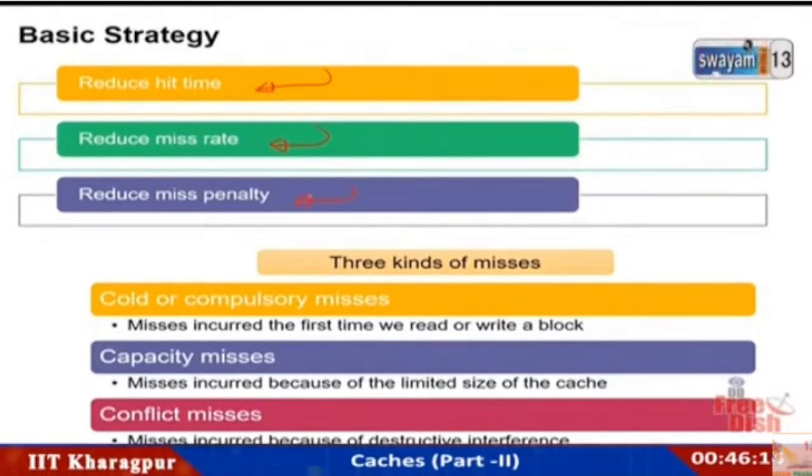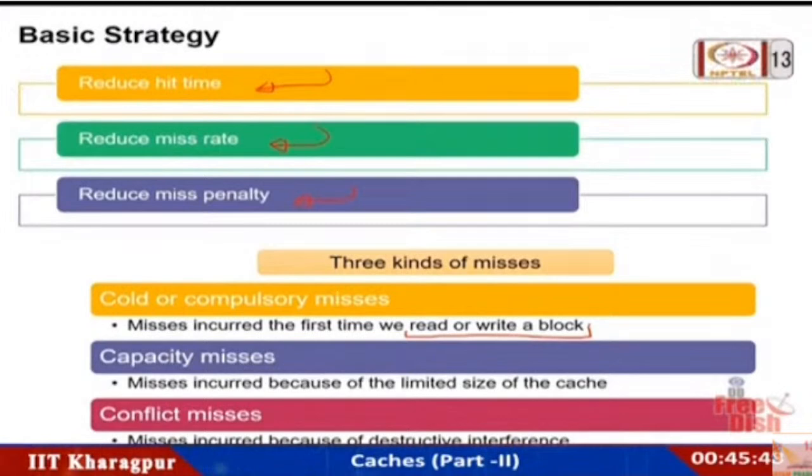So they are called the 3 C's because all of the misses start with a C. So the first category of misses are cold or compulsory misses. So these misses happen the first time we read in data. So the first time that we read a block and it is not there in a cache, this miss will happen. This is called a cold miss or a compulsory miss because this had to happen, it was not there.